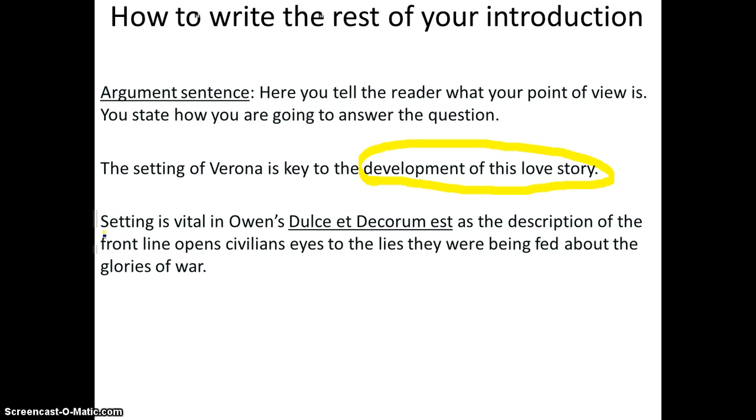In the Dulce et Decorum Est essay, I'm saying setting is vital in Owen's Dulce et Decorum Est as the description of the front line opens civilians' eyes to the lies they were being fed about the glories of war. So that's my argument, that he informed or opened the civilians' eyes, informed them to the lies they were being told about the glories of war. It sounds like a complicated sentence, but actually it's really just explaining the title of the poem, Dulce et Decorum Est, and then the rest of that expression, pro patria mori, that it is sweet and right to die for your country, and Owen is saying, no, it isn't. And he uses setting to do that. Okay, so that's your argument sentence.